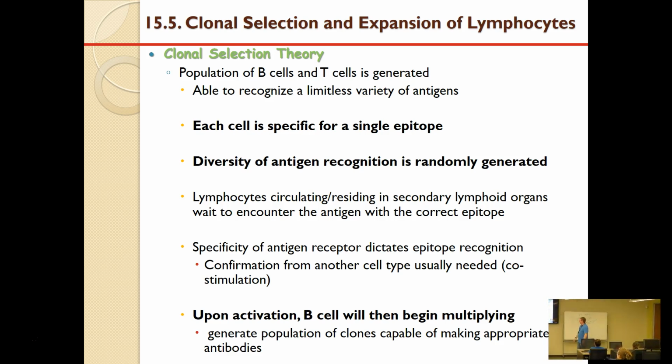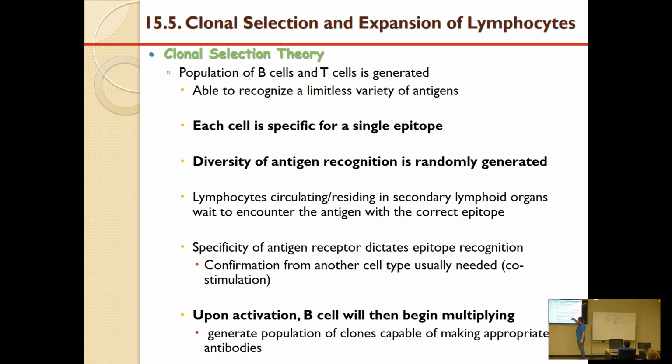Specificity of antigen receptors dictates epitope recognition. So the higher the specificity, the faster it's going to recognize. So maybe it recognizes 8 of the 10 amino acids. That's not perfect, but it's a good start. And we're going to see that clonal selection theory then goes into the role of how those cells become smarter. They become better at their ability to bind all 10 of the amino acids that make up that epitope.